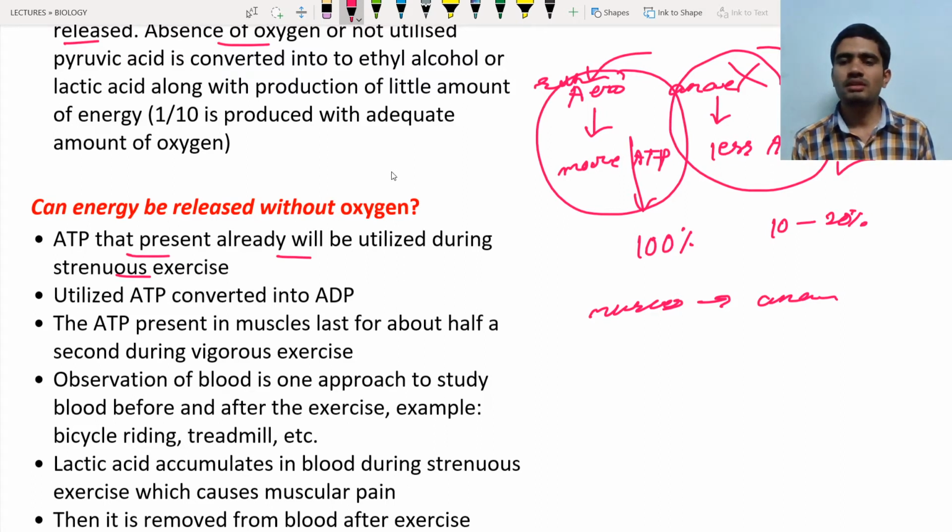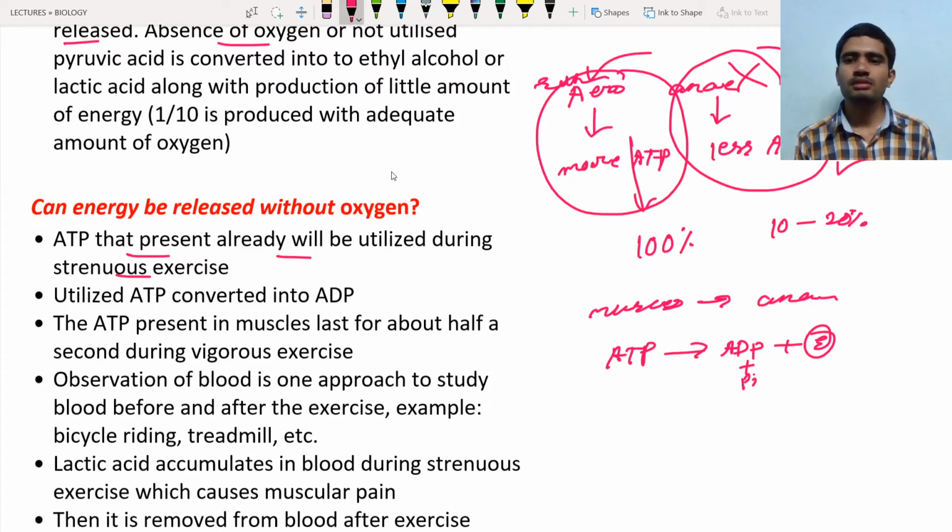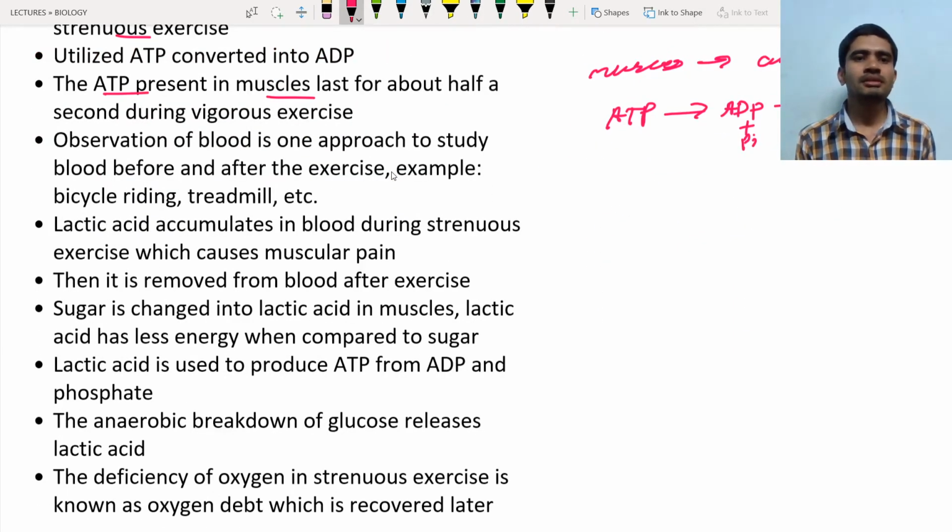During running, or if you are lifting some heavy weights and so on, the ATP molecules are utilized for the production of energy and ADP. Here you can also see the inorganic phosphate. This process is seen in the muscles. The ATP present in the muscles lasts about half a second, which is very little time, and you can observe the production of lactic acid and utilization of ATP by observing the athletes.